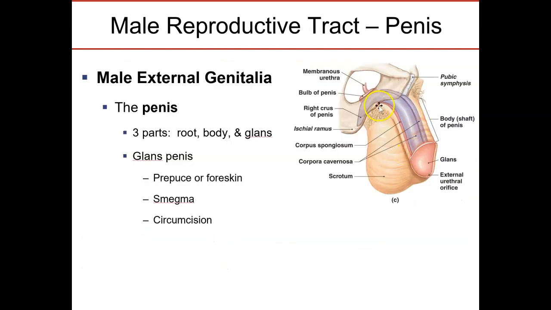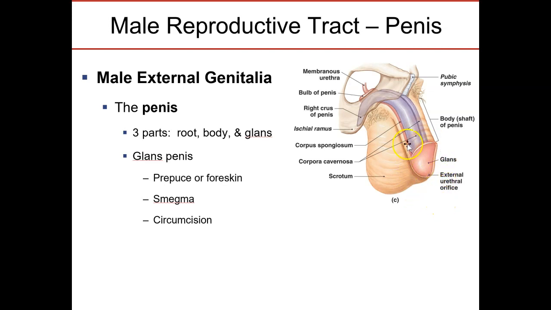The penis is the male copulatory organ. So when we look at the penis, we have the root where it's attached, the body is the main part, and the glans is the tip. Now the glans may or may not have the foreskin on it. It's called the prepuce. The foreskin is just a piece of skin that covers it. Circumcision removes the foreskin. Here you can see the external urethral orifice as well. So that's the opening for both urine and sperm.